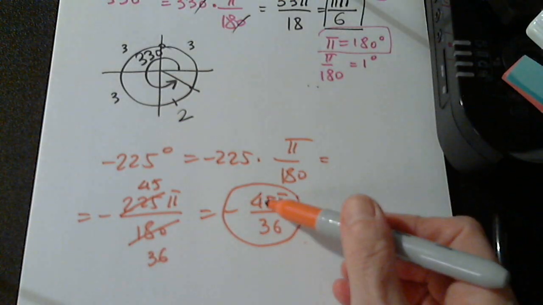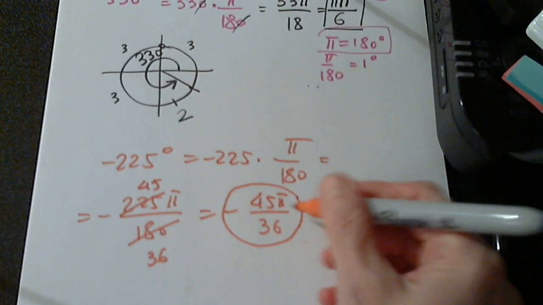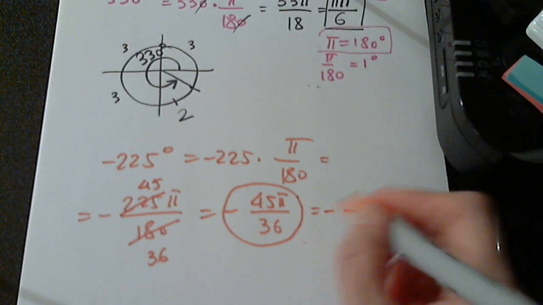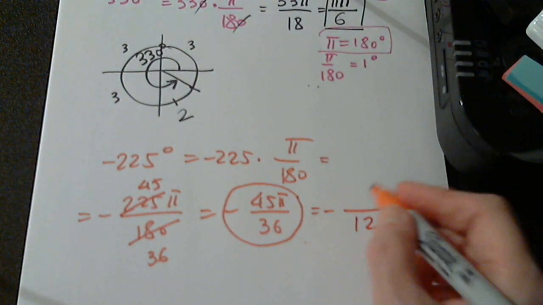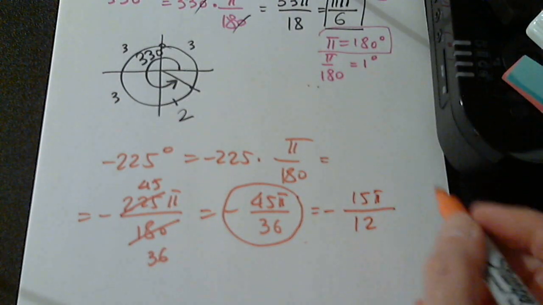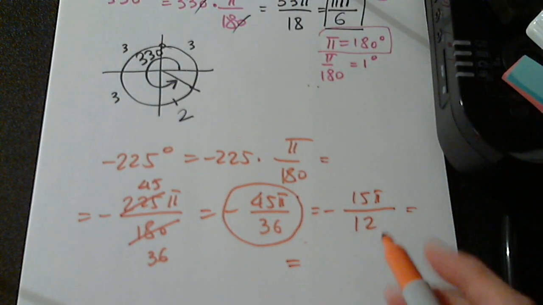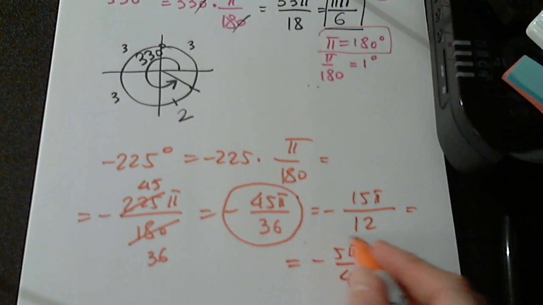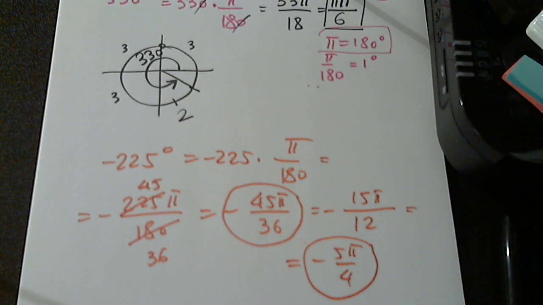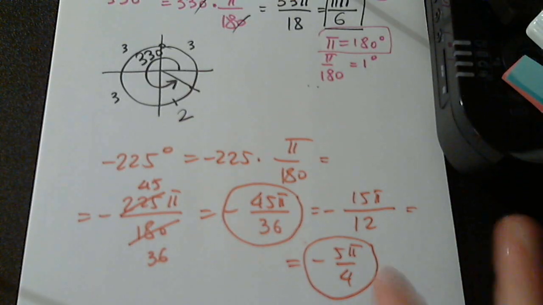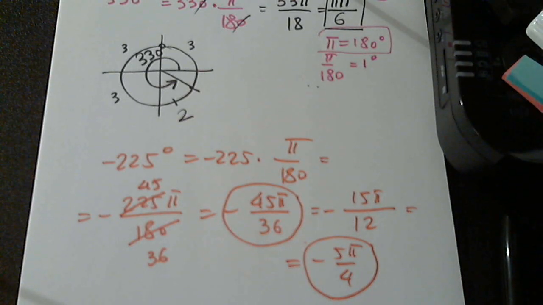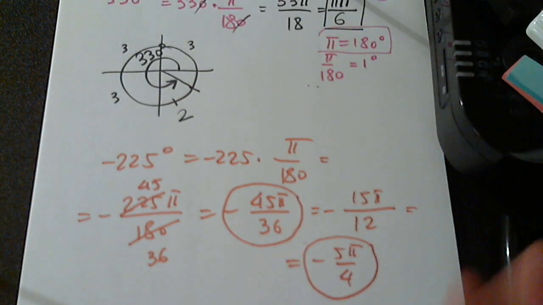Oh, actually, no, we have to simplify by 3. Just realize 45 and 36, they both have a common factor of 3. So this is 12, and this is 15 pi. Oh, look at that. And another 3. So negative 5 pi over 4. I didn't take my own advice. I have to fully simplify. And now this is fully simplified. Always simplify fully. 45 and 36, actually, I could have simplified by 9 already.